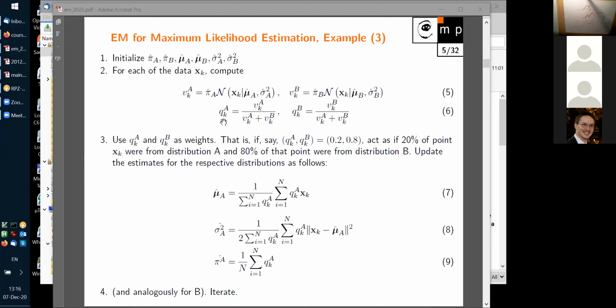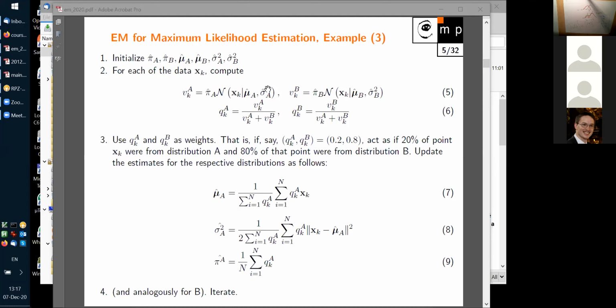So now QA plus QB is 1, because we have made sure that if you sum these two terms, which are joint probabilities, and divide, we get the posterior. So the EM algorithm will say something like this.